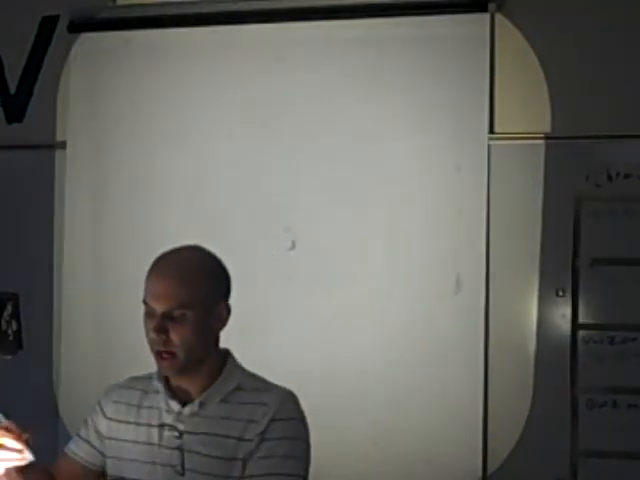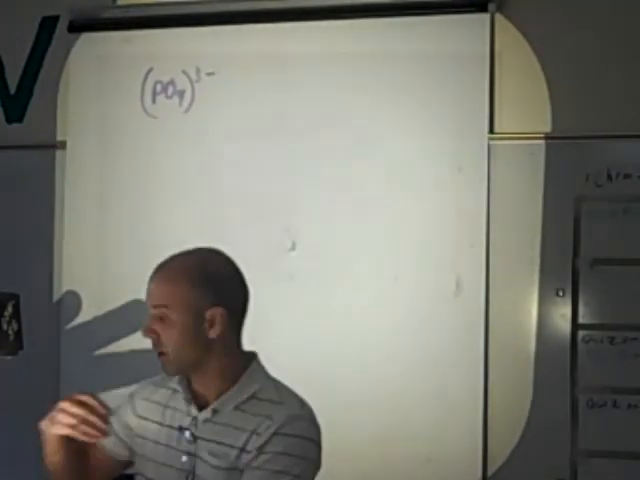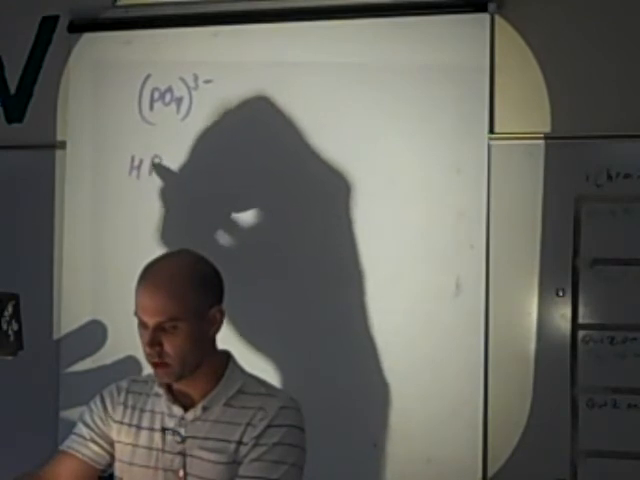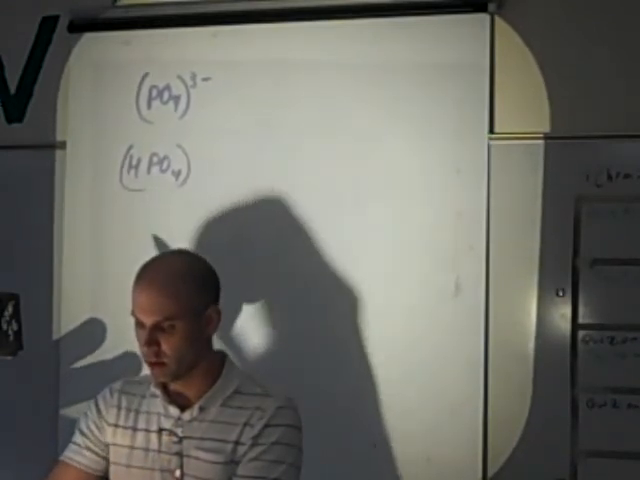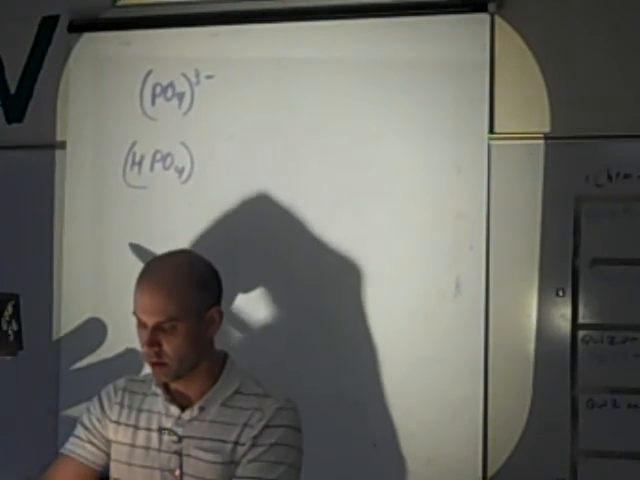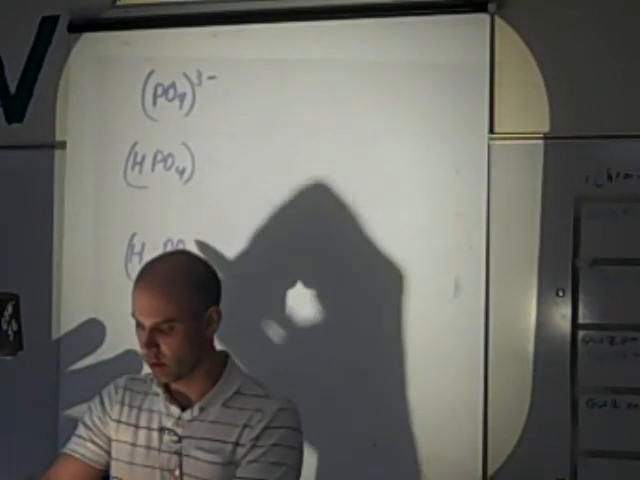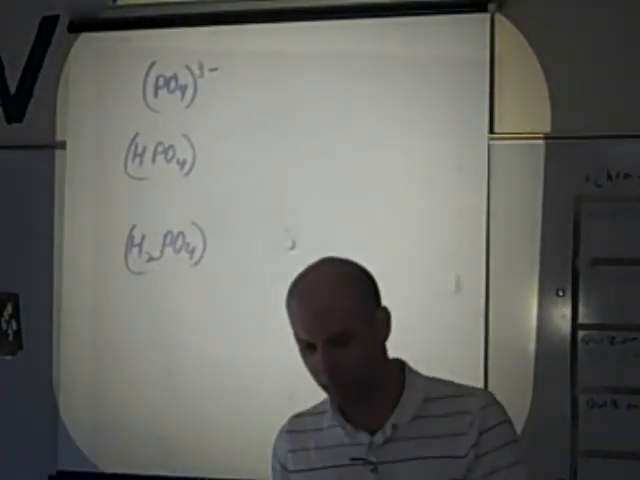So let's say we have PO4, 3 minus. And we're going to do HPO4, H2PO4, and leave a space below it on how to name it.